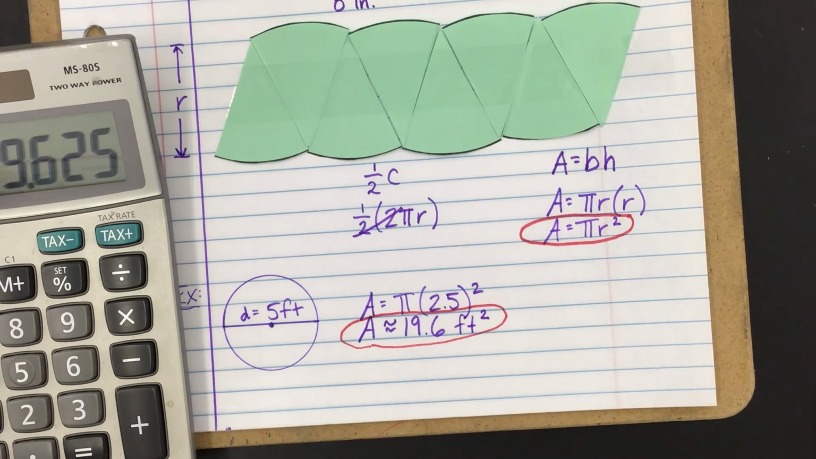Now, a lot of people don't have the squared buttons on their calculators, so instead of doing the squared button, I always just do pi times 2.5 times 2.5. Okay? And if you don't have a pi button, use the approximation, 3.14.